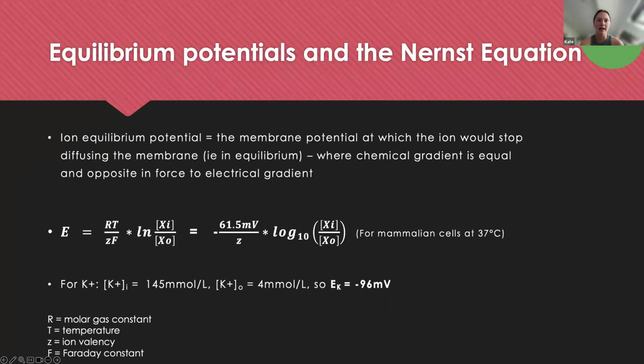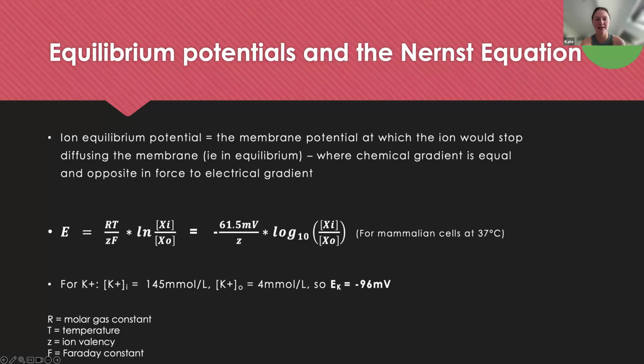The way we calculate the equilibrium potential, what I just spoke about with the Nernst equation for potassium, to get that numerical -96 value, we have to use the Nernst equation. So I'm talking through the scary looking maths in the middle there. I promise it's not that scary.